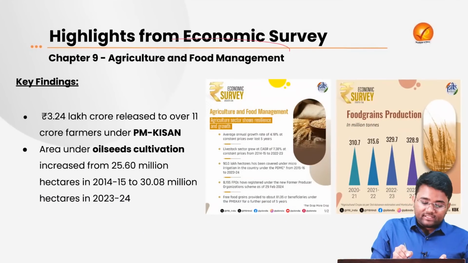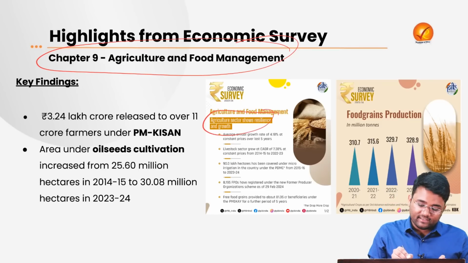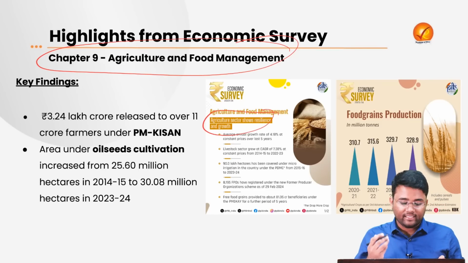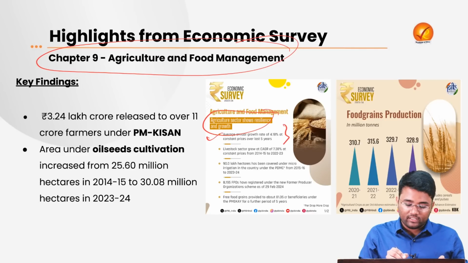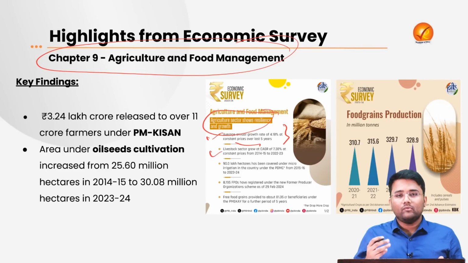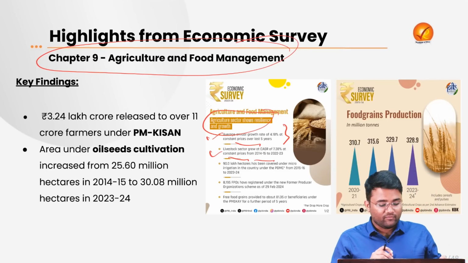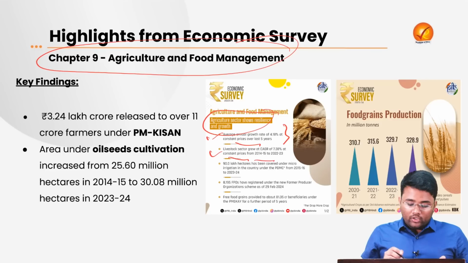Then if we talk about chapter 9, agriculture and food management, the survey says that the agriculture sector shows resilience and growth. The average annual growth rate is 4.18% at constant prices over the last 5 years. The livestock sector grew at almost 7.38% at constant prices from 2014-15 to 22-23.